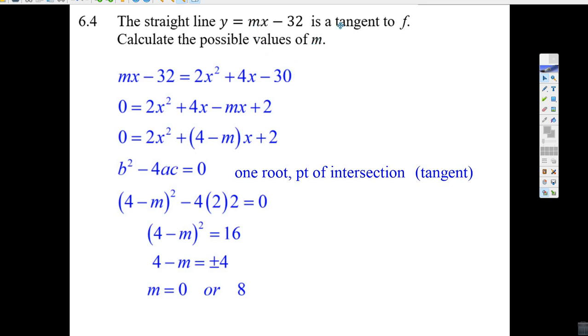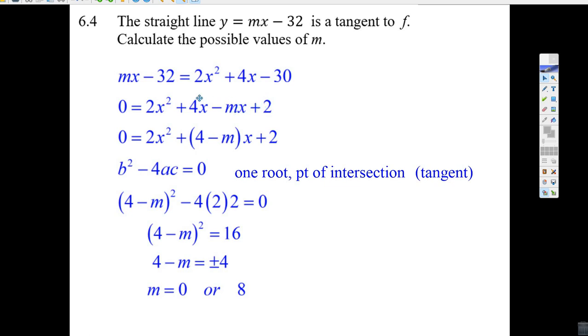Well, if it's a straight line and it's tangent, it means it passes through one point. So you want to find out where they intersect, but that it only hits one point. First let's take a look at where they intersect. So we let mx minus 32 equal the parabola. Then we subtract mx. I added 32 to minus 30, and I got plus 2.